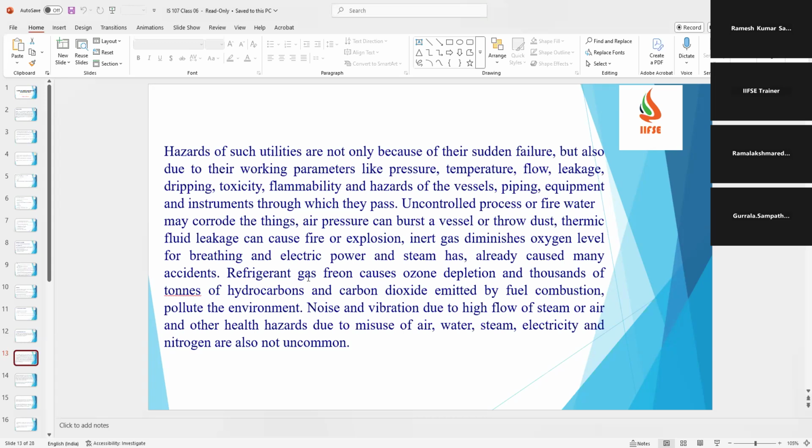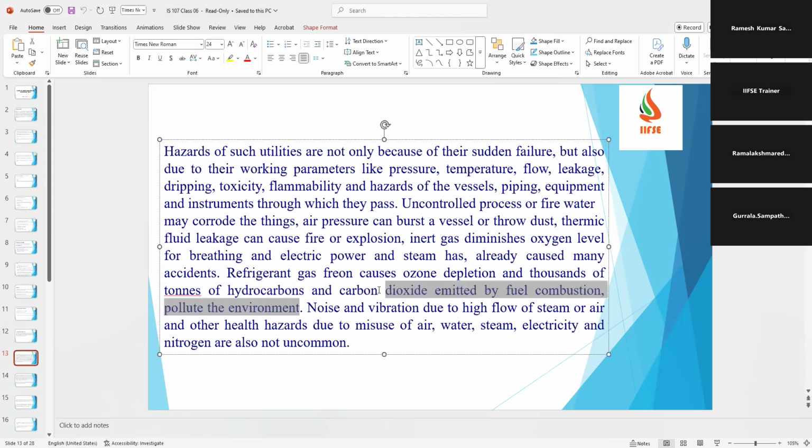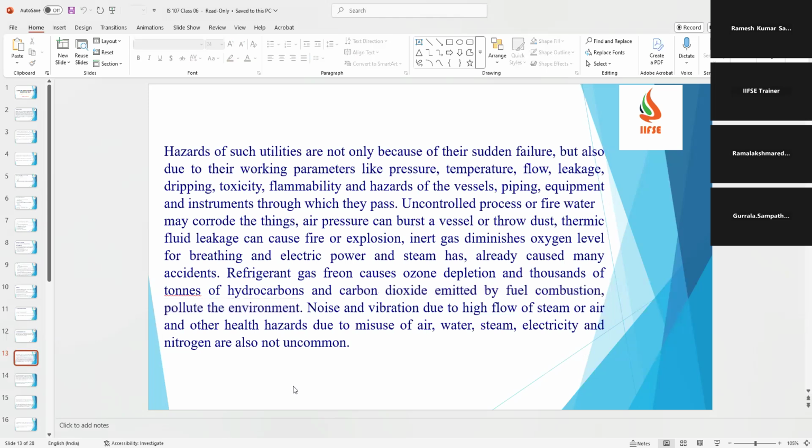Okay. A refrigerant gas, freon, causes ozone depletion, and thousands of tons of hydrocarbons and also carbon dioxide emitted by fuel combustion pollute the environment. This is what the entire world is now fighting against. Carbon dioxide emitted, GHG, greenhouse gases. Anybody familiar with GHG?